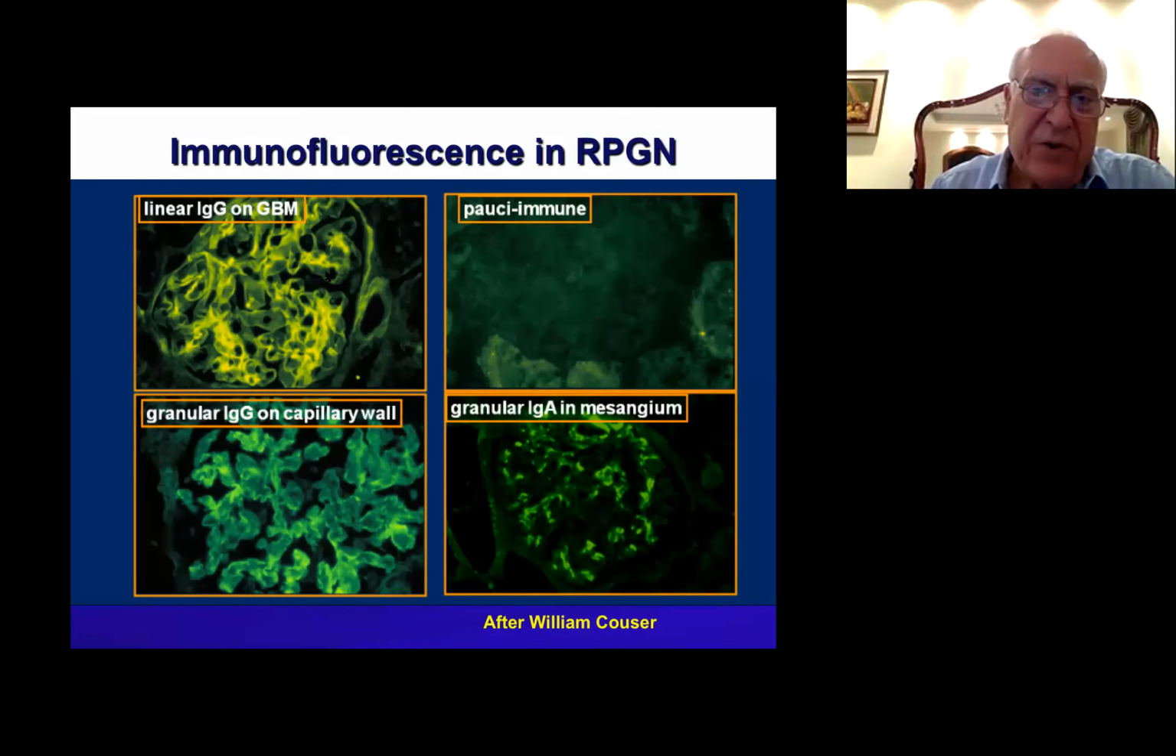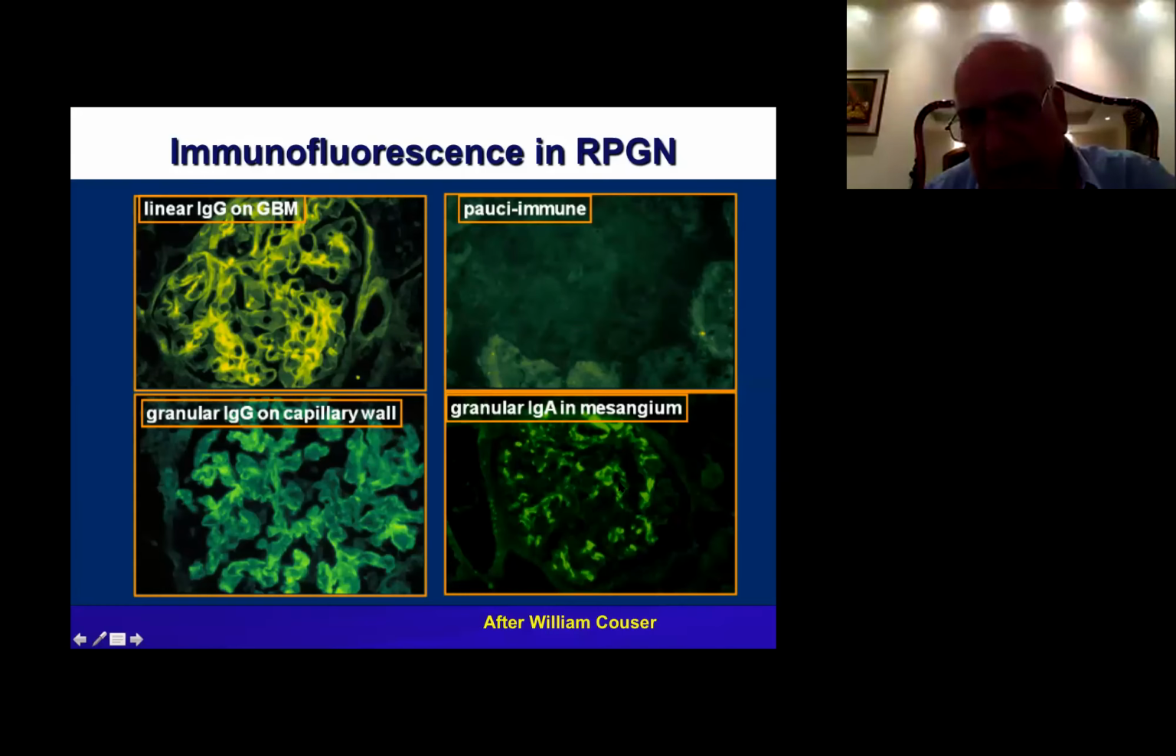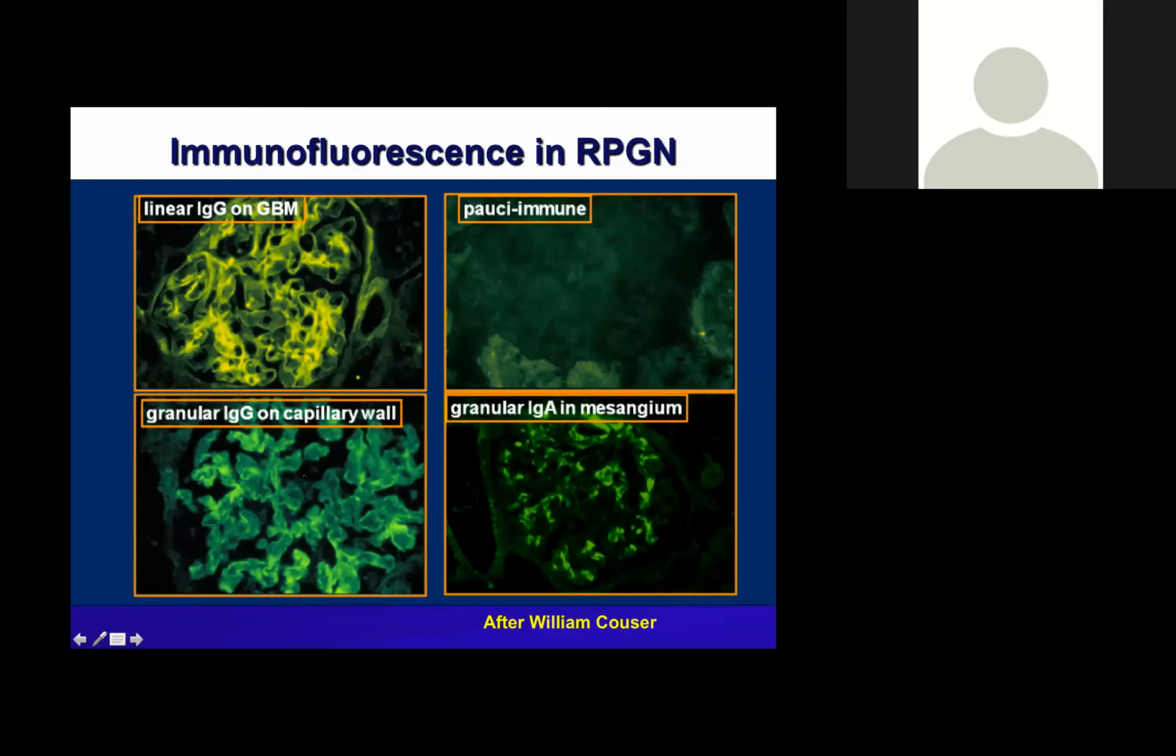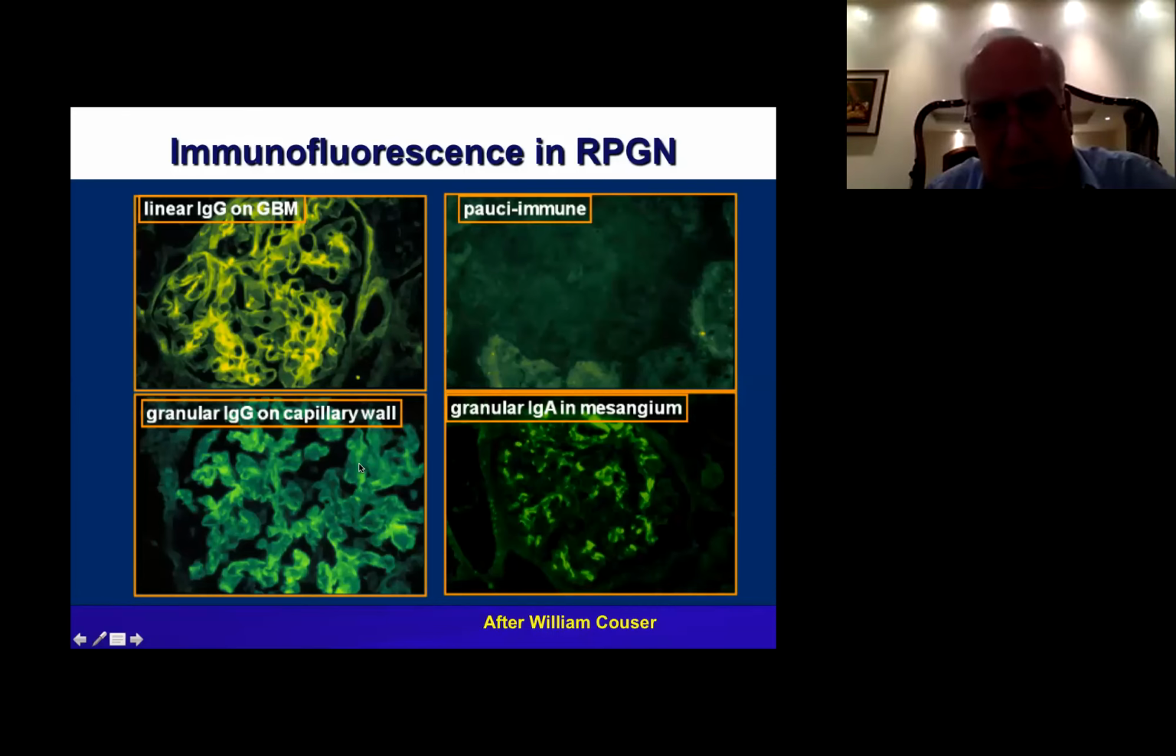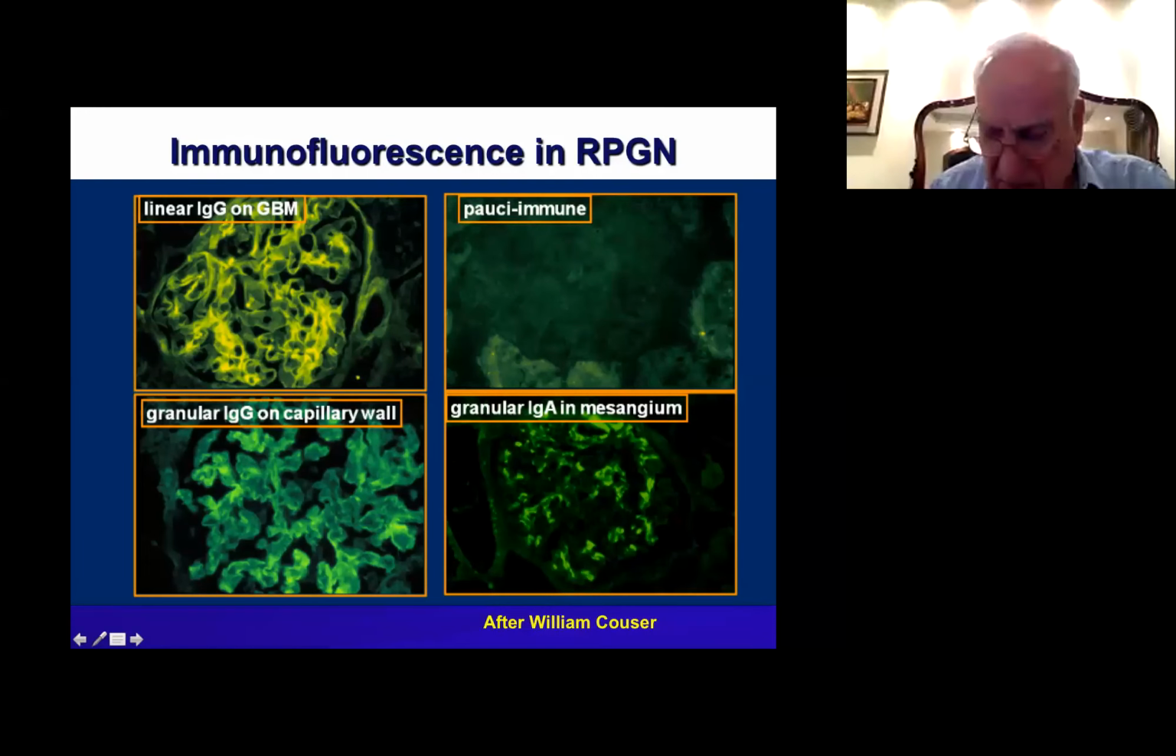So I put here linear for you. And then don't forget, we also have mesangial granular deposit sometimes. So you have type 1 linear, you have type 2 both, which is granular capillary and granular within the mesangium, and the pauci-immune. So our patient, that's his biopsy.